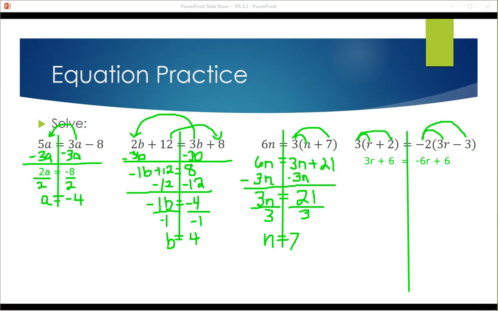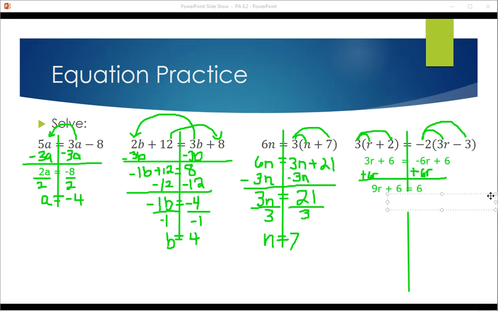So when I go and get started here, I need to move my r's to the same side, and I need to move my numbers to the same side. So let's start by taking this 6r and moving it over here. This time, the 6r is negative. So if I want to move it to the other side, I'm going to need to add 6r to both sides. So it would give me 9r plus 6 is going to be equal to 6.